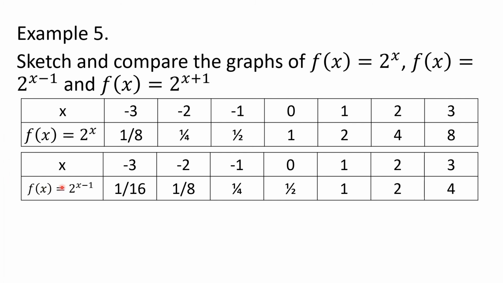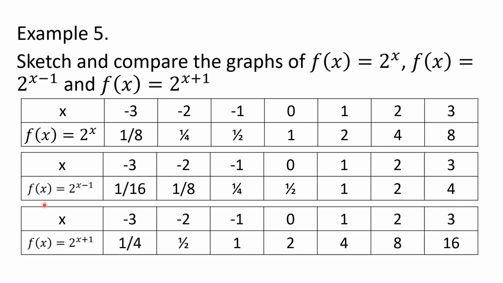So substitute each of the x values to x and then solve for 2 to the x minus 1. For example, if x is 1, then this will become 1 minus 1 or 0. 2 to the 0. Any number raised to the 0 power is equal to 1. So the corresponding value of y is 1. Then the third table is for f of x equals 2 to the x plus 1. So if x is 3, that will become 3 plus 1 or 4. 2 to the 4th is 16. Let us see their graphs in the next slide.